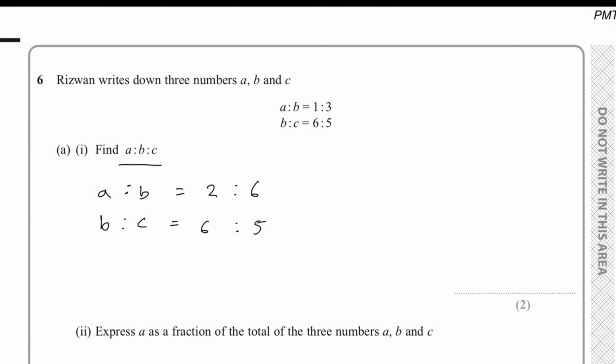Now it's the fun part, guys. Since our 6's are the same, so our B values are the same, we can get rid of one of them. So let's say, for example, I get rid of this one. We can then write A to B to C as 2 to 6 to 5. And that is our final answer.